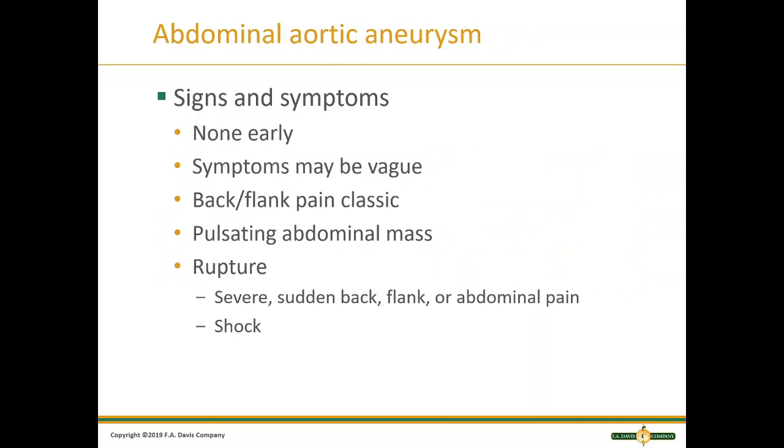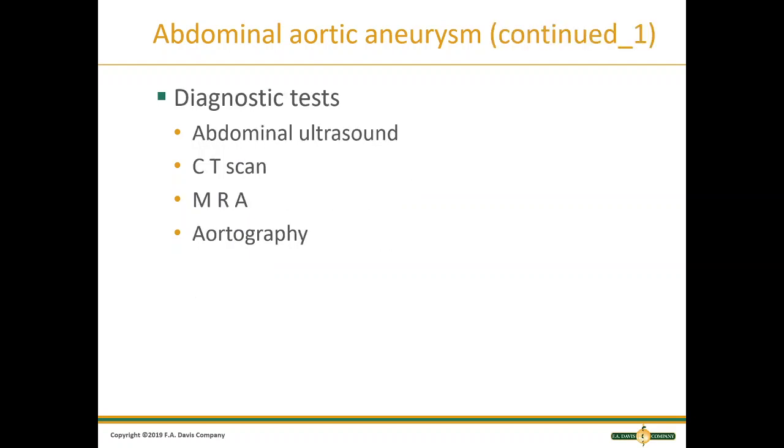Symptoms may be vague. They might have just back or flank pain. There's a pulsating abdominal mass. So generally in the middle of their stomach, in their abdomen, there will be a pulsating mass, an awful thing that looks like an alien. And then it can rupture. So that is an onset of severe pain. Then they're not able to talk. They can't walk anymore, and they'll go into shock. This is an immediate situation.